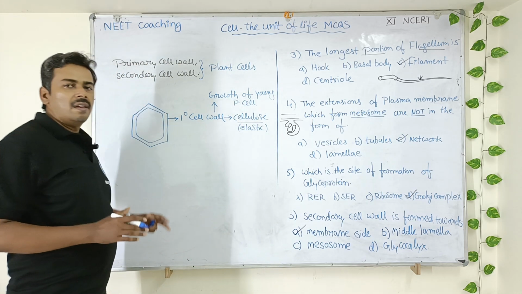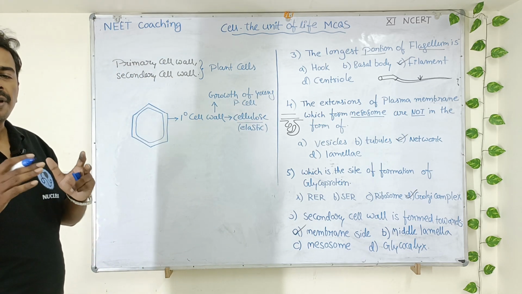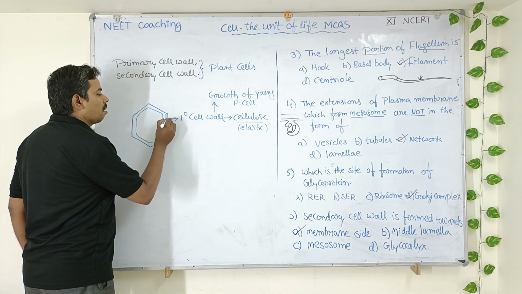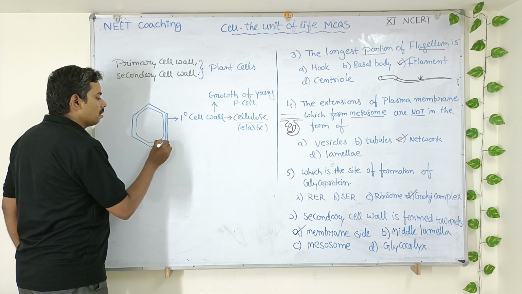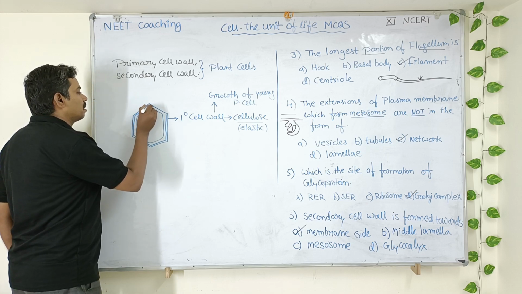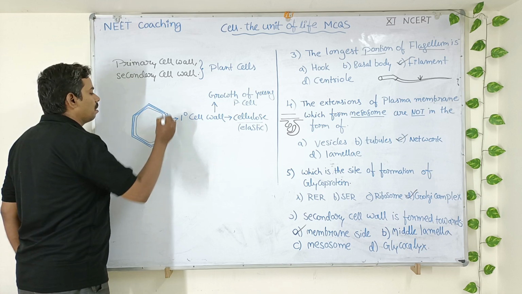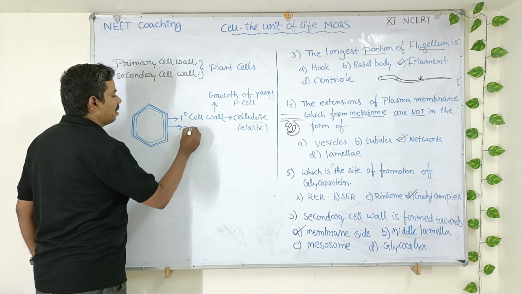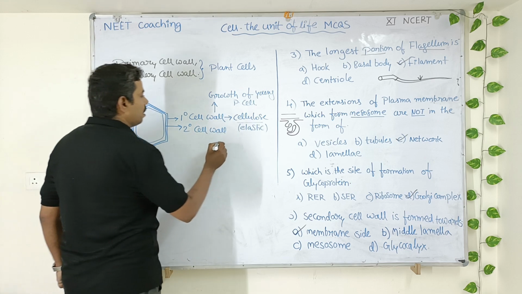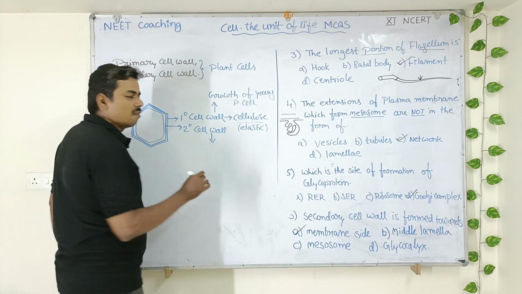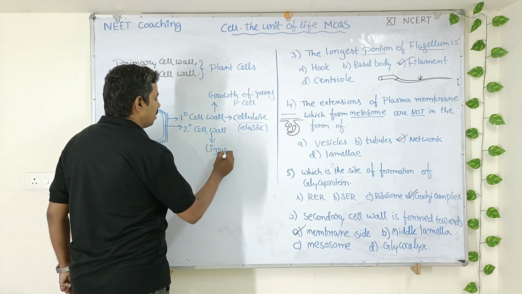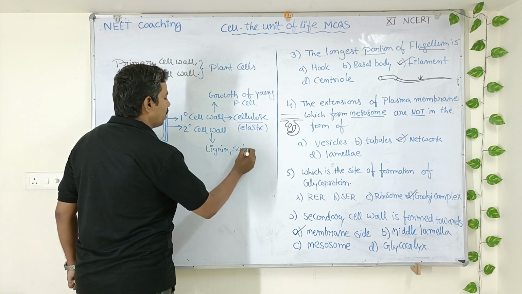Eventually, when the cell becomes matured, what happens? Another cell wall is formed over the existing primary cell wall, towards the membrane. This newly formed cell wall is called the secondary cell wall. The secondary cell wall is made up of a variety of cell wall materials like lignin. In some cells we can also see suberin.